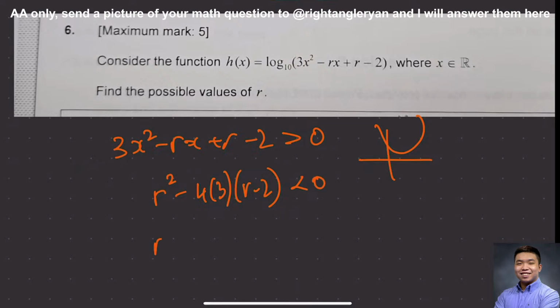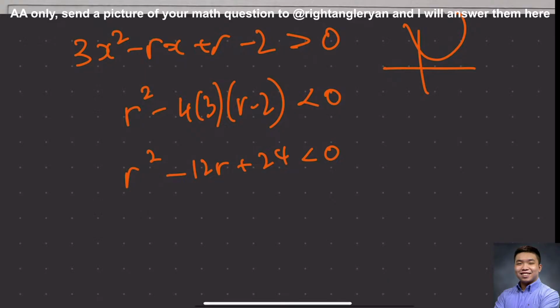Okay, less than 0. So r squared minus 12r plus 24 has to be less than 0. How do I solve this? Well, I just solve it normally, right? Negative 8, what makes 12? Is this factorizable? It's Paper 2, right? So just put it in your calc. So r is equal to 9.46 or 2.54.